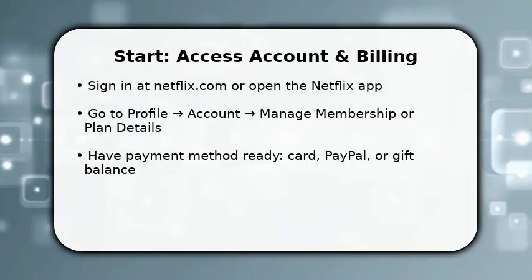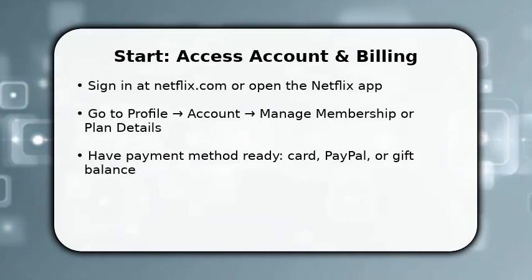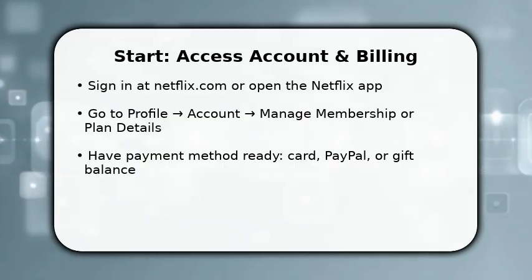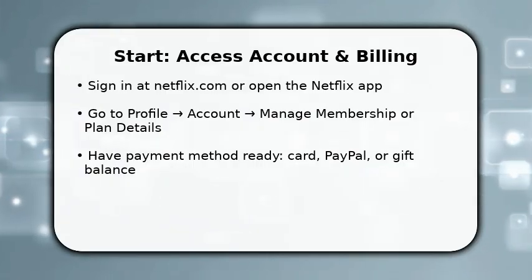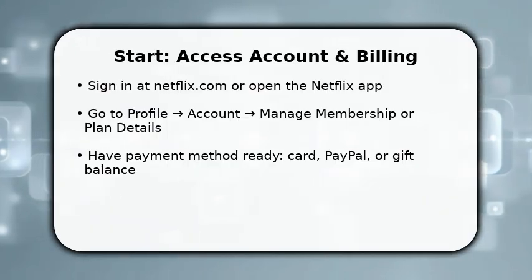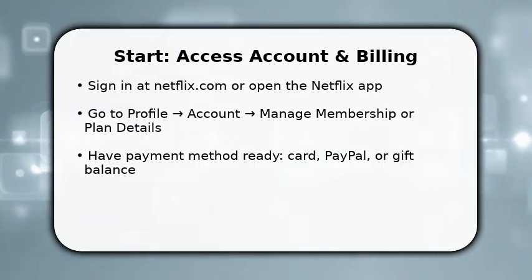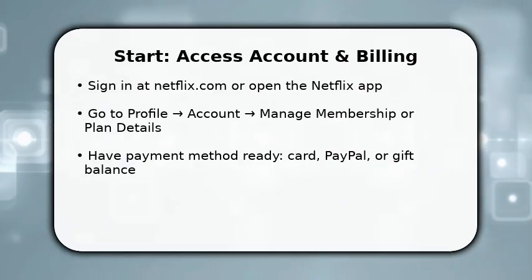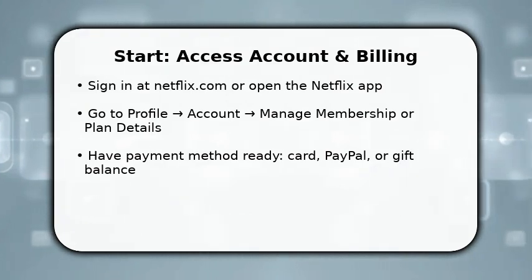You're signed in. Now open your profile and go straight to Account. Click Manage Membership or Plan Details to view current plan and available upgrades. Check payment info and add or confirm a card or PayPal before proceeding, because Netflix often verifies payment when changing tiers. Once done, note which device streams and resolution you need so you choose the correct plan. Make sure to review price differences and simultaneous streams to avoid surprises during the upgrade.